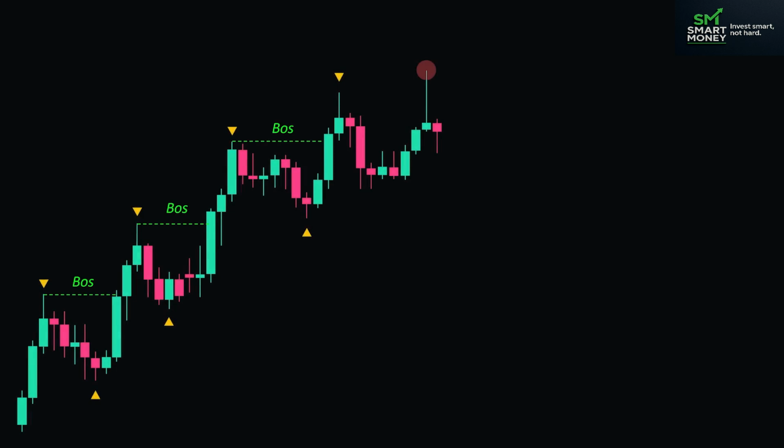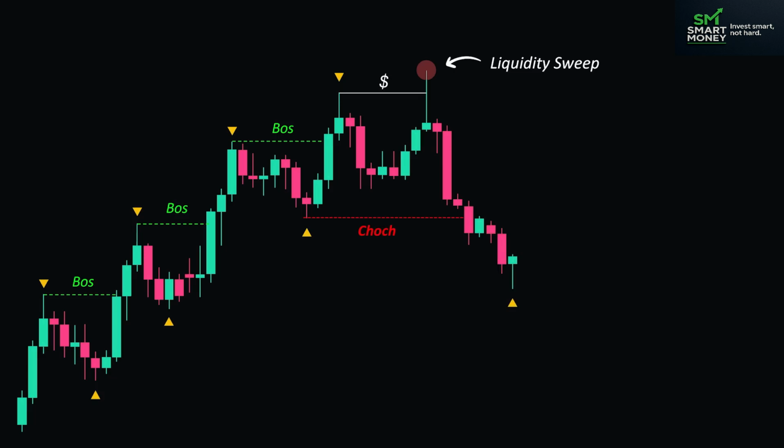Now we can see that we have multiple breaks of structure to the upside, indicating that the overall direction is bullish. Then, the market forms a liquidity sweep above the previous high, signaling a potential reversal. This reversal is later confirmed once we get a break and close below this low, which is called a change of character plus. It happens when price fails to create a new high and then breaks the swing low to the downside. This tells us that buyers have failed to defend their positions and sellers are now in control.